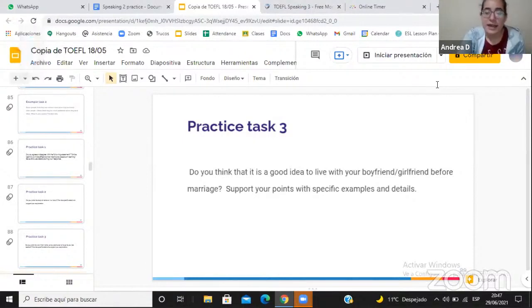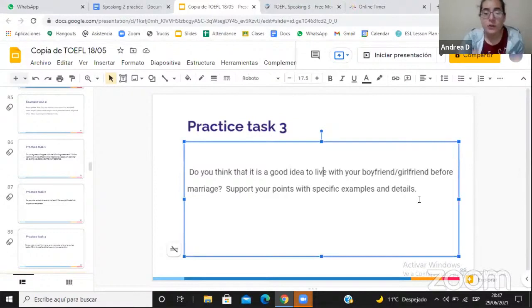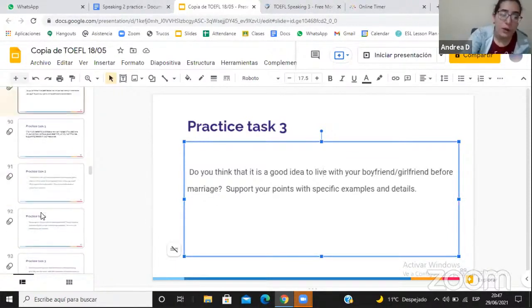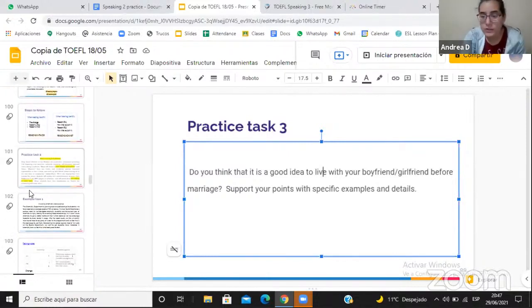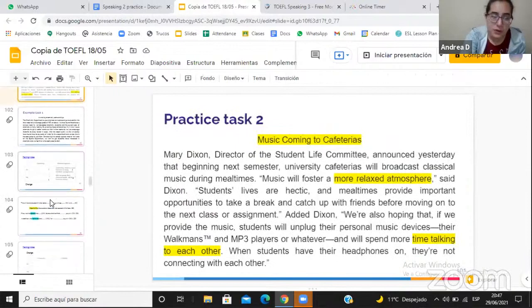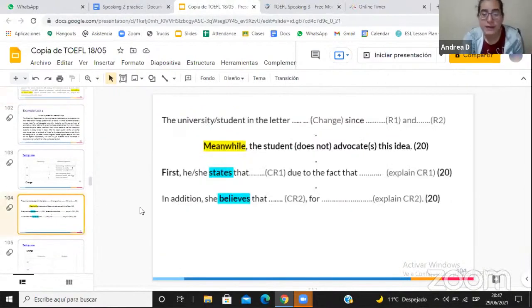But in the independent one, it was your opinion, right? You needed to answer the question directly about what you think with your own examples. You didn't get to report anything, so you didn't need to use those reporting phrases like the student states or something like that. You just need to talk about yourself here. Now, in the one that we're looking at right now, it's about something going on campus, a student giving their opinion about something, and you just have to report everything.